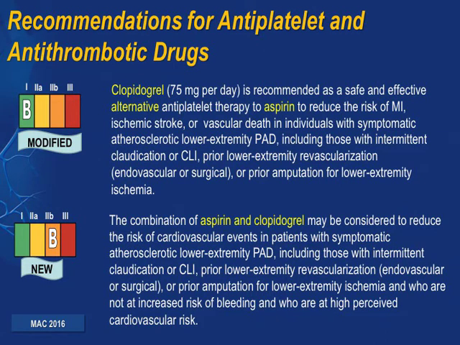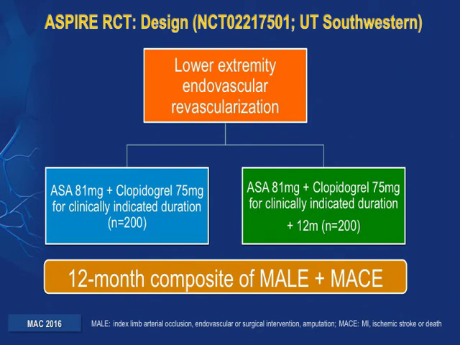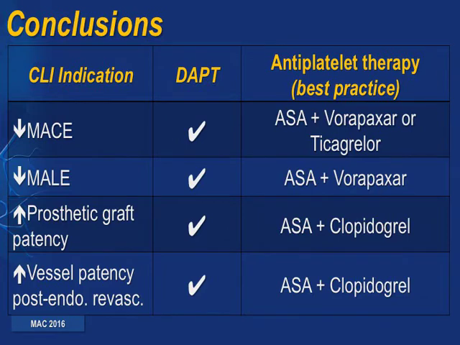Dr. Gornick mentioned the current guidelines only advocate for aspirin monotherapy or clopidogrel monotherapy and give dual antiplatelet therapy, both in intermittent claudicants and CLI patients, a 2B indication. We are currently conducting this study out of UT Southwestern where we are comparing long-term and short-term dual antiplatelet therapy. I encourage you to look it up on clinicaltrials.gov. It is called ASPIRE, and this is mainly for patients with intermittent claudication and CLI after endovascular revascularization.